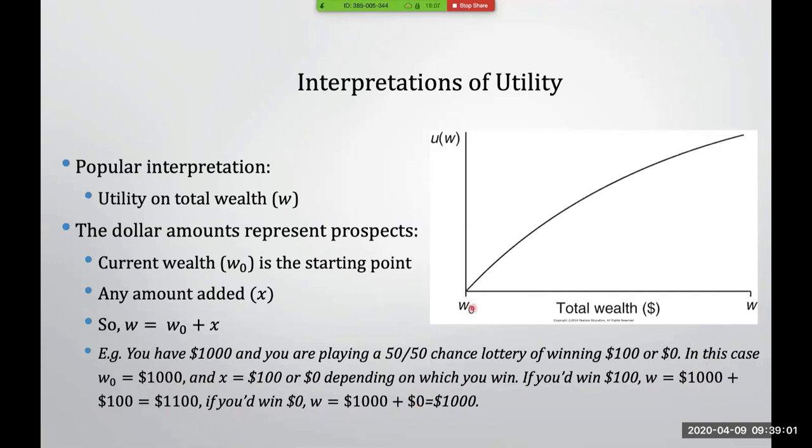So over here, instead of putting 0 or 100 on the horizontal axis, we are going to add the initial wealth to these prizes. So this would be $1,000, and this would be $1,000 plus $100. This is how we typically draw the U curve, by incorporating the wealth that a person has before a certain decision situation.